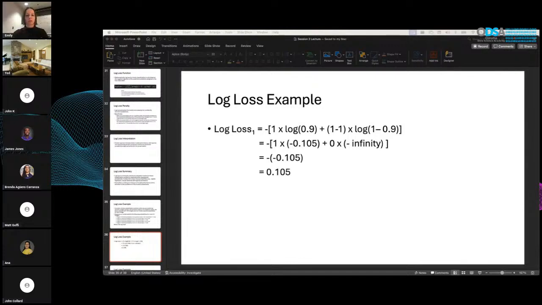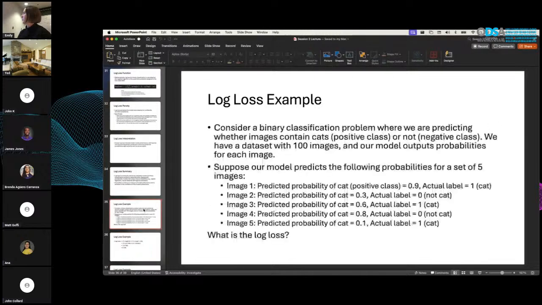I may have misspoken here. We're double checking. I think the way I wrote this in the slides, I assumed log base 10, and it may be natural log. So give us just one moment.